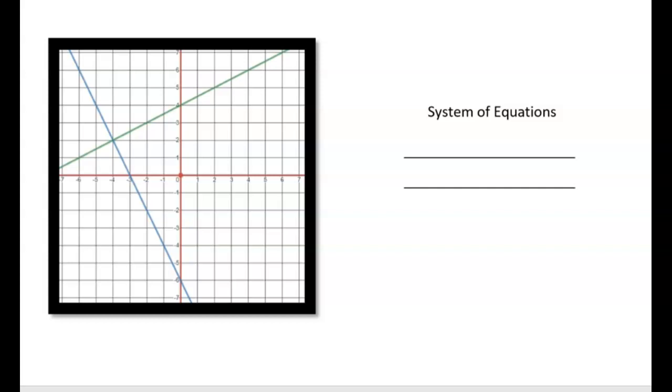Then we have to do the y equals mx plus b. Okay, so let's do the green line first. So this line right here. y equals mx plus b. What does b stand for? The y-intercept is where this crosses the y-axis, and that is?